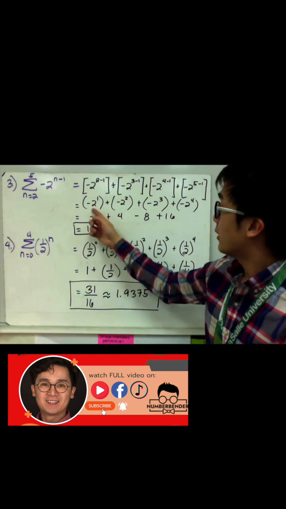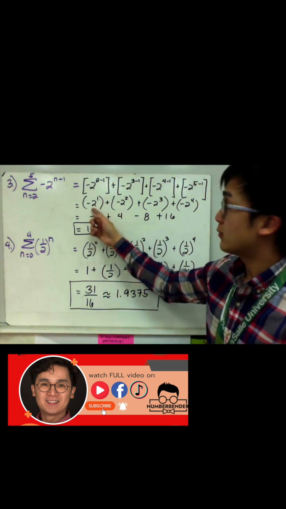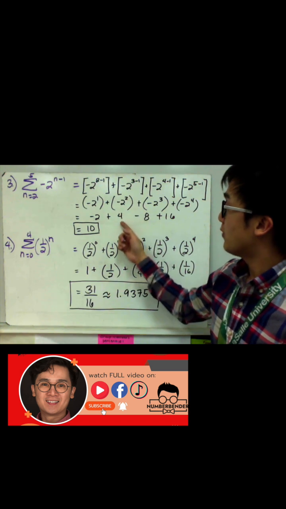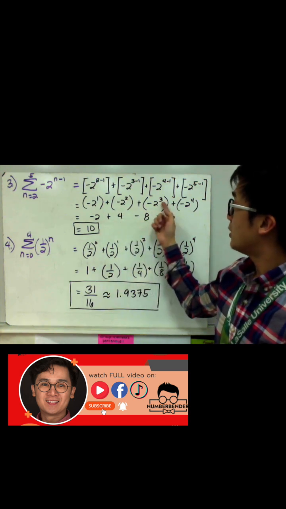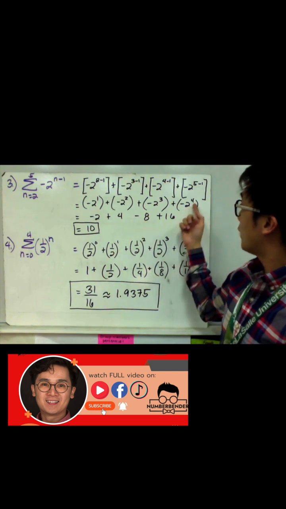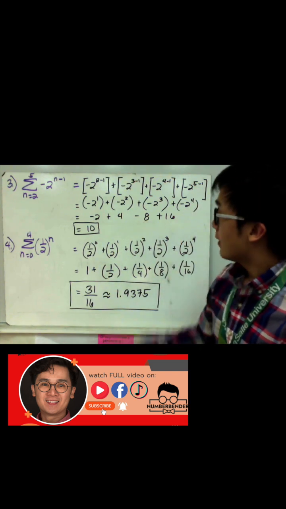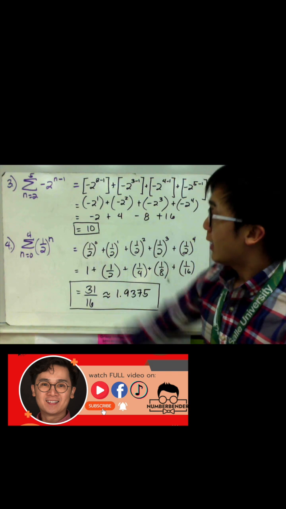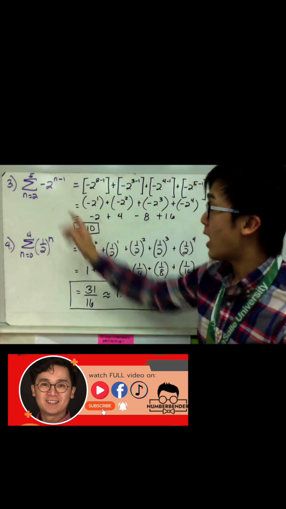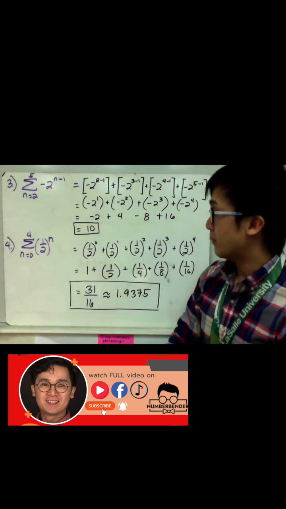So meron ako ngayong negative 2 raised to 1 will be a negative number. Negative 2 squared will give me positive 4. Negative 2 cubed will give me negative number, so it's negative 8. And negative 2 raised to 4 is positive 16. So ang summation ng negative 2 raised to n minus 1, from 2 to 5, is simply equal to 10.